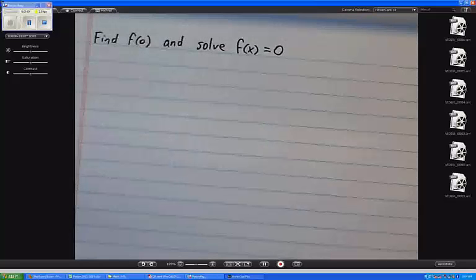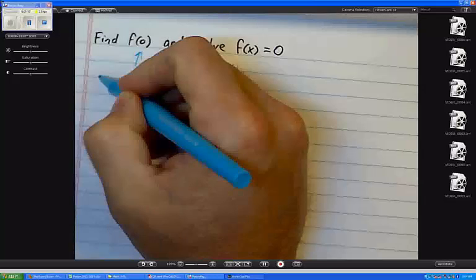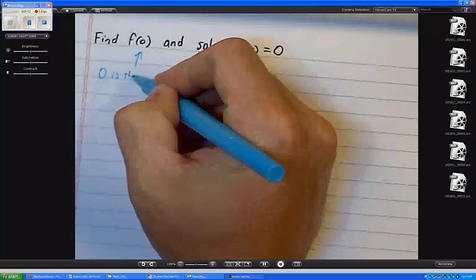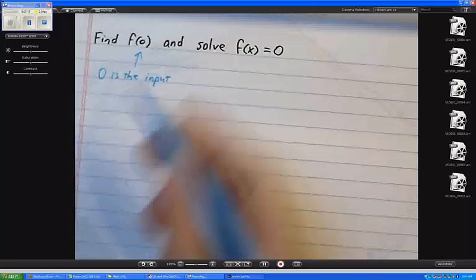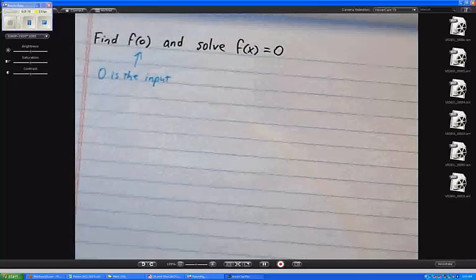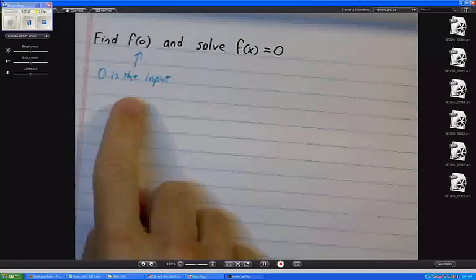Okay? Now, I want you to remember this about functions. We're talking about input and output, right? When I say find f of 0, this means that 0 is the what? How do you know? Where do you find the inputs in a function notation? It's whatever's inside the parentheses, right? So this is really 0 being the input.